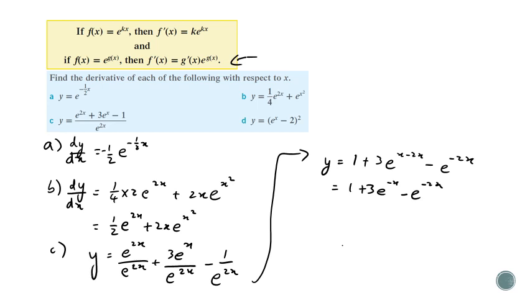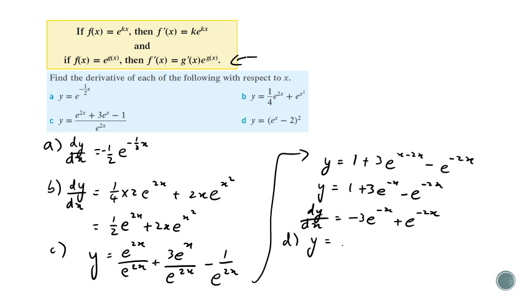Now we take the derivative. So 1 simplifies to a 0. We then get negative 3 e to the power negative x plus e to the power negative 2x. And then d.